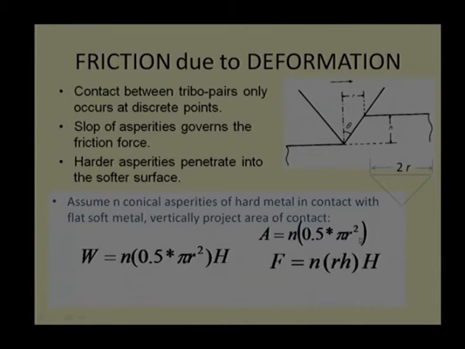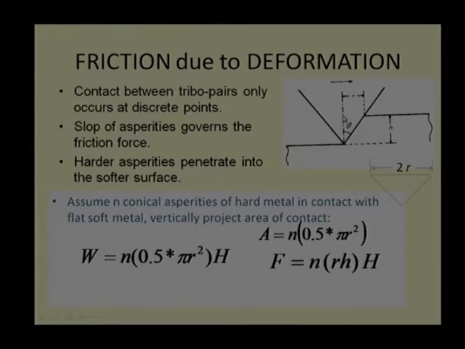Now, we know the area of the contact. If I multiply it with the hardness, I will be able to find out what W is, the normal force applied on these asperities. All asperities, or a complete area which has n asperities in contact. To find out the friction force, we need to find out the projected area on the other side.